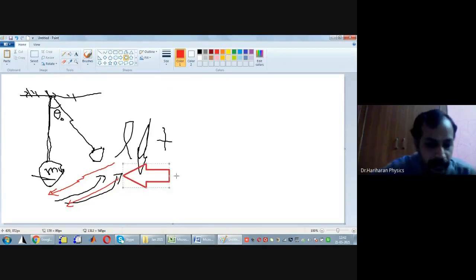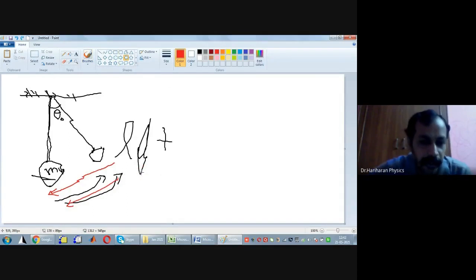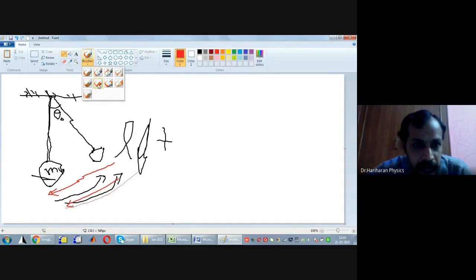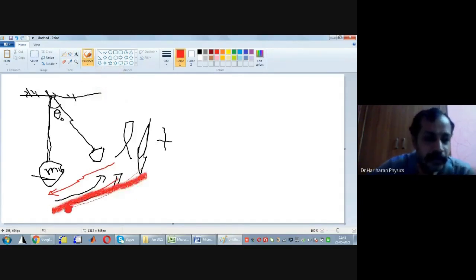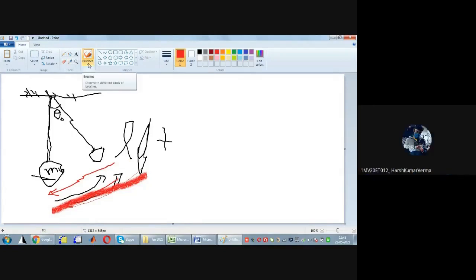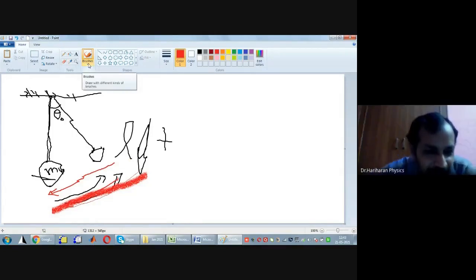Now look here, as time lapses, what will happen to the speed of this pendulum as it approaches the, suppose I take a red pencil, as it approaches the mean position? What will happen to its velocity? Will it increase or decrease? Decrease, sir. Velocity, what will happen? Will it increase or decrease?